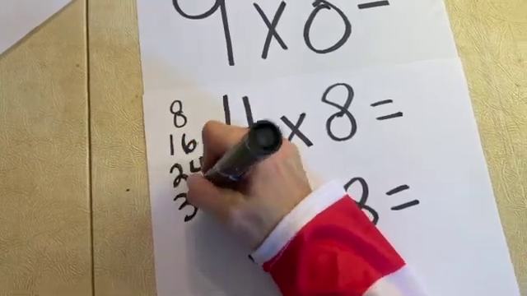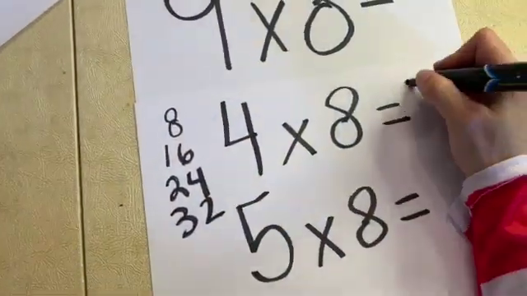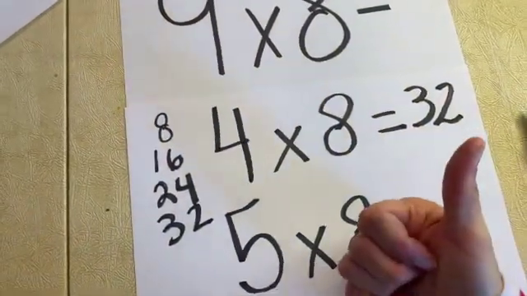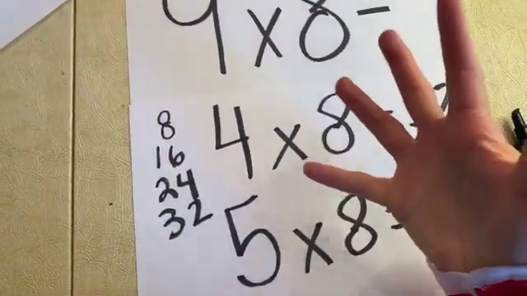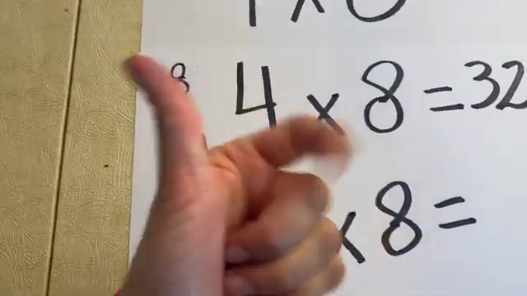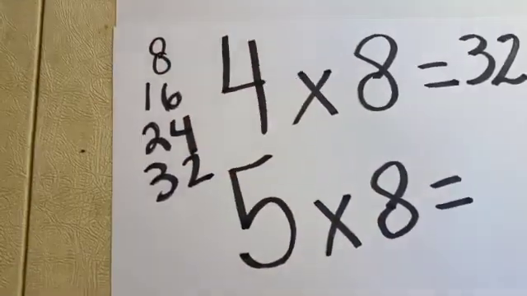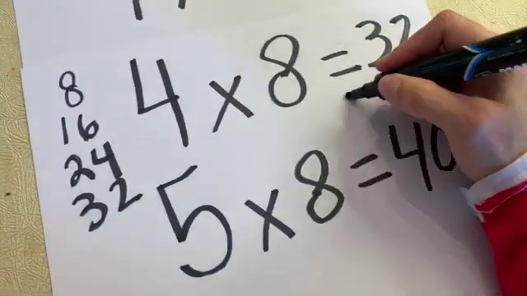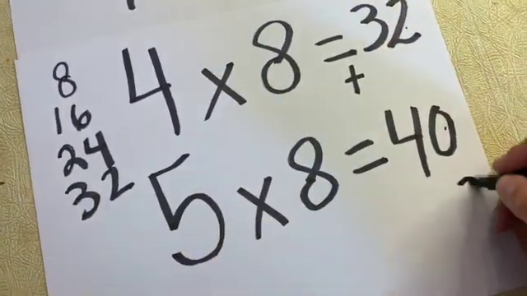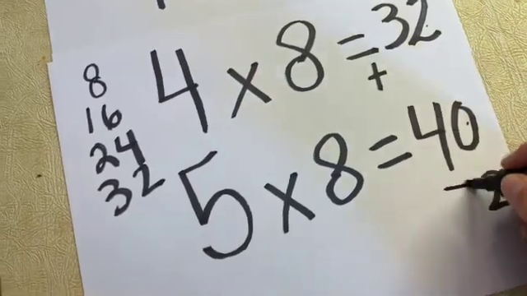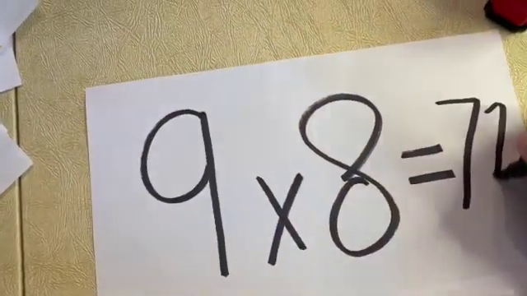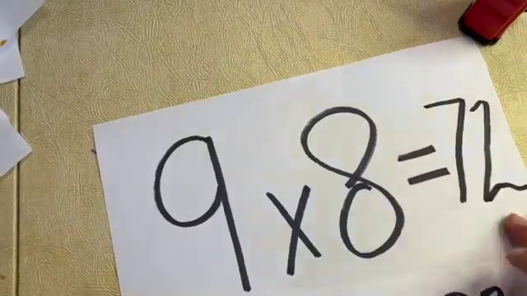So I'm going to write these down, and I know that my fourth 8 fact is 32. Next, I'm counting by 5s: 5, 10, 15, 20, 25, 30, 35, 40. So 5 times 8 is 40. Now, I just need to add these two things together. 32 plus 40 is 72. So my answer is 72. 9 times 8 is 72.